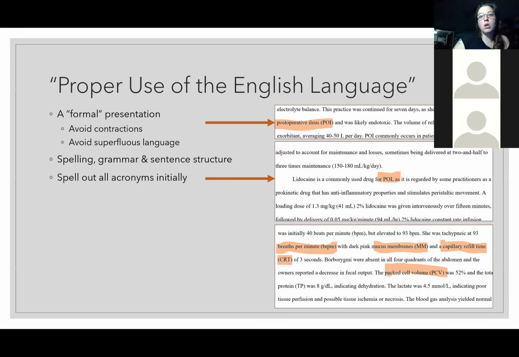The units for blood work need to be reported every single time. Anyway, you want to use the units for the blood work every single time that the blood work is reported, not just the first time. So PCV, 52%, total protein, 8 grams per deciliter, and then the lactate, obviously 4.5 millimoles per liter, whatever it is that you're reporting. Make sure that those units are there every single time.